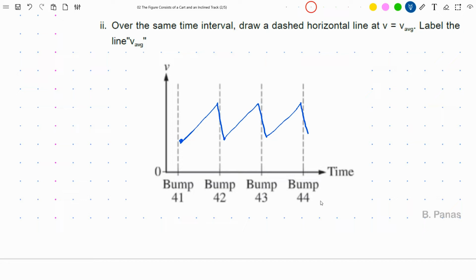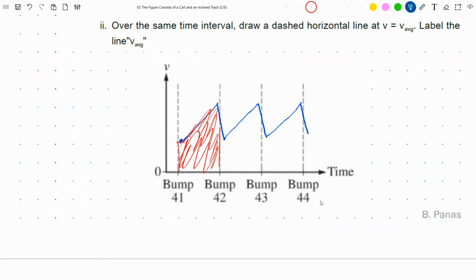So the average velocity here, well, let's think of it. This is a velocity-time graph, and among other things, I can think that the area underneath it represents the displacement. So between bumps 41 and 42, for example, just to temporarily sketch this in here, between here and here, there's a certain amount of displacement as indicated by that shaded-in area.